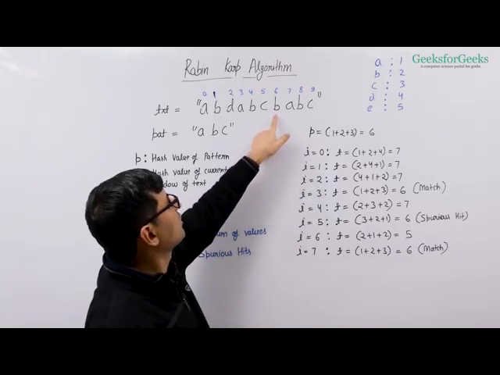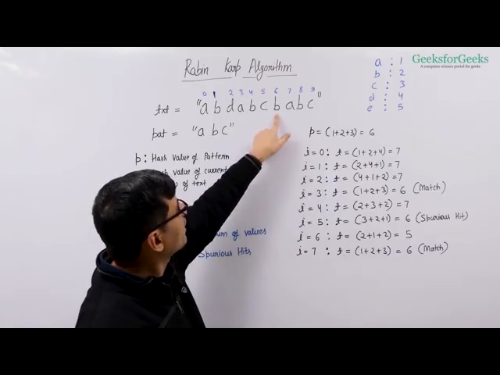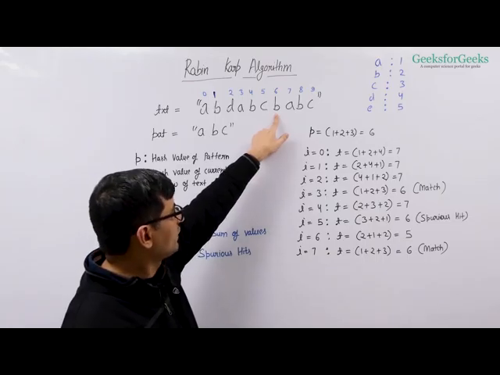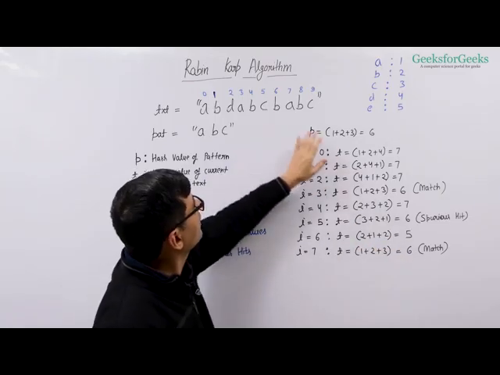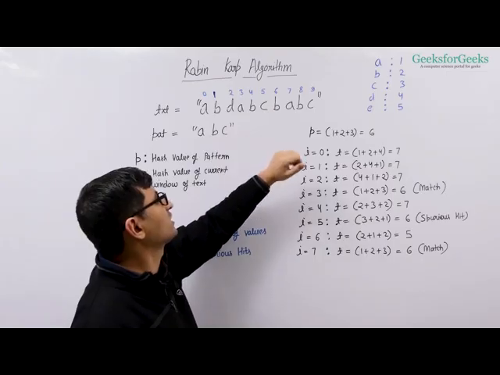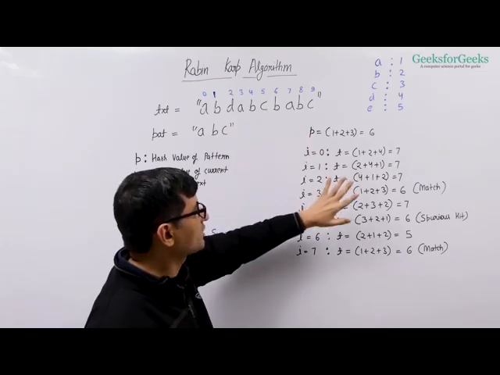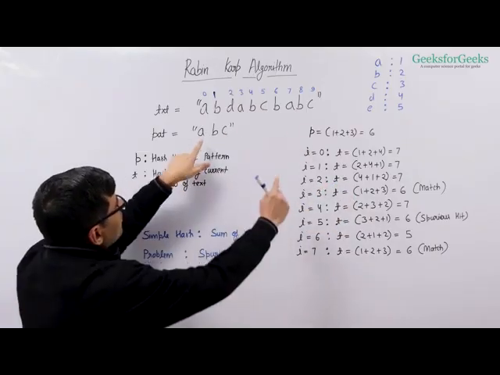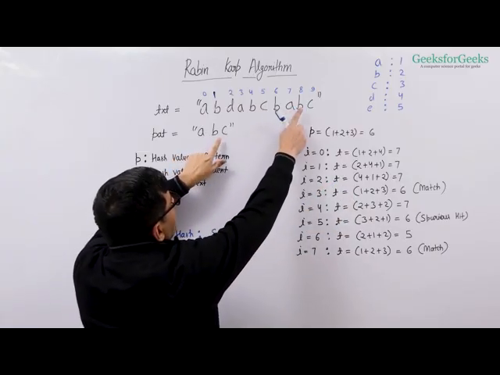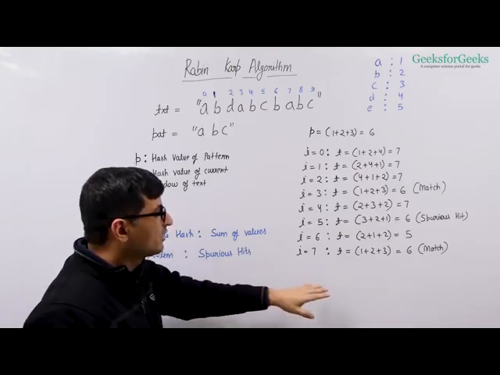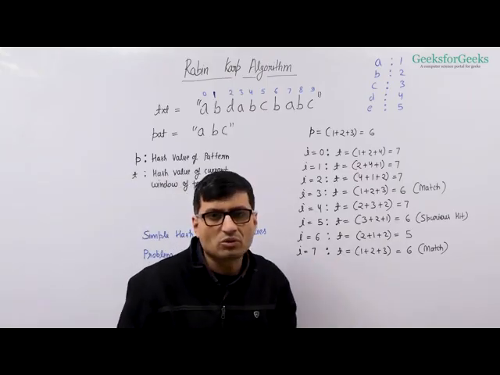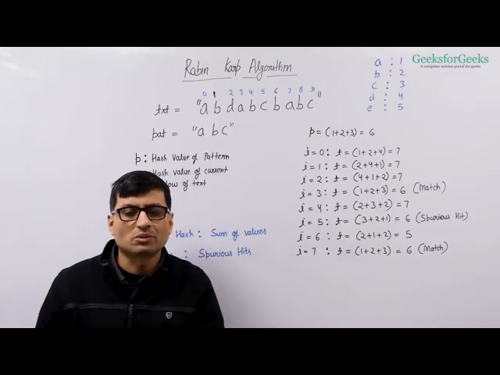Now we go to the next window and we again compare the hash values first. Hash value is 5 here and our pattern hash value is 6, so they do not match, so we simply skip it. Now we come to 7 and hash values match. Now we match individual characters, A and A match, B and B match, C and C match. So we print this particular index 7 also as an output. So we get 3 and 7 as output.